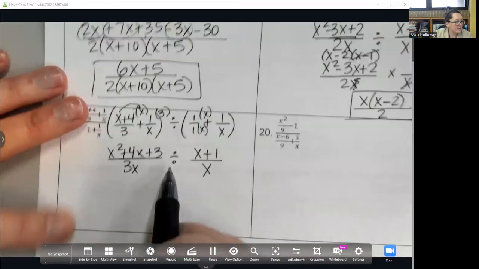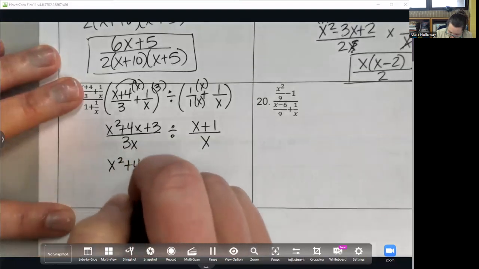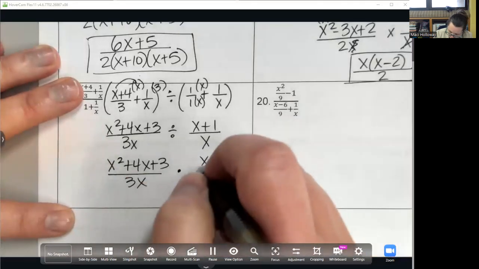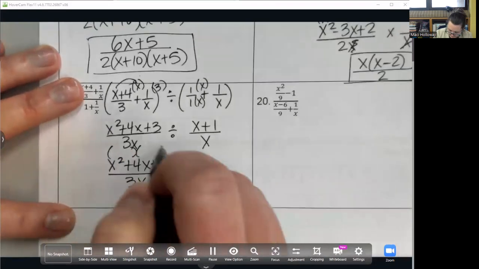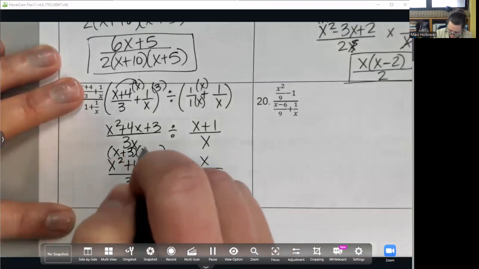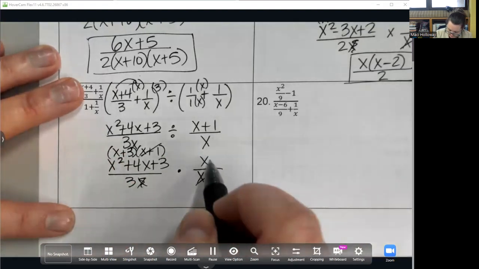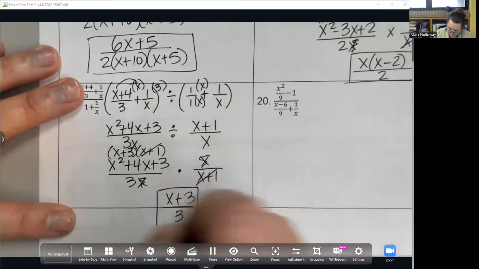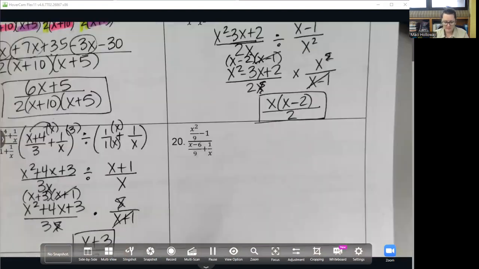Okay, dividing fractions, flip and multiply the second one. So we have x squared plus 4x plus 3 over 3x times x over x plus 1. All right, I'm pretty sure I can factor this. What multiplies to get 3 and adds to get 4? 3 and 1. Cancel our x plus 1s there. I cancel the x here with this one. So we have x plus 3 over 3. We cannot cancel the 3s because it's being added on the top, only if they're being multiplied. All right, last one like this. You can do it.